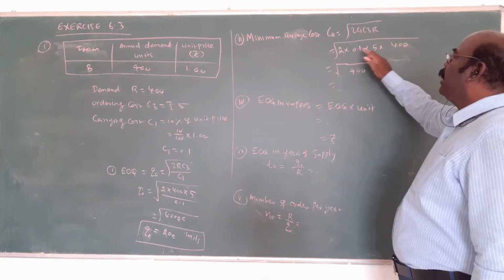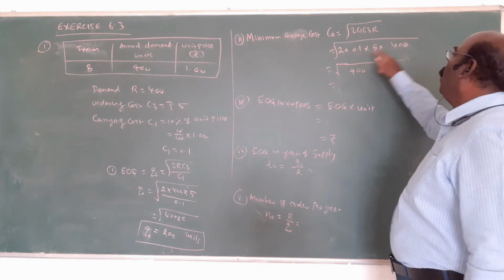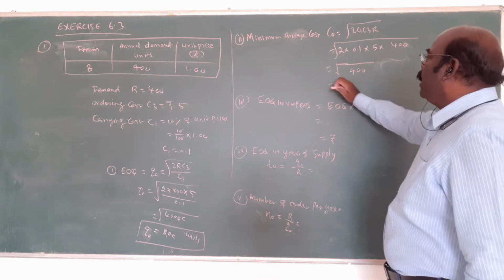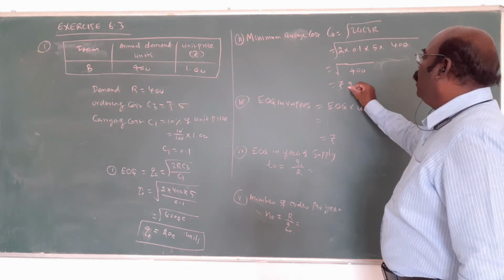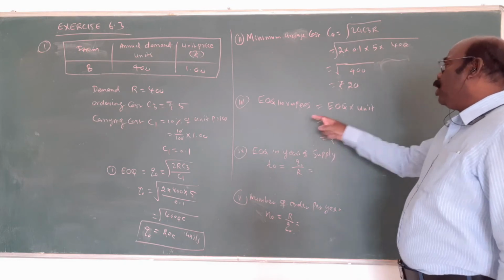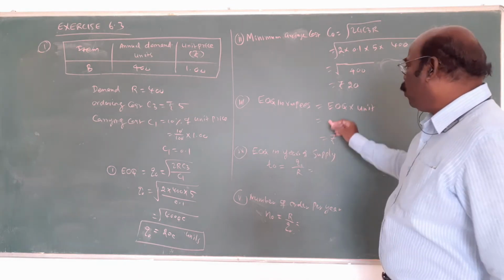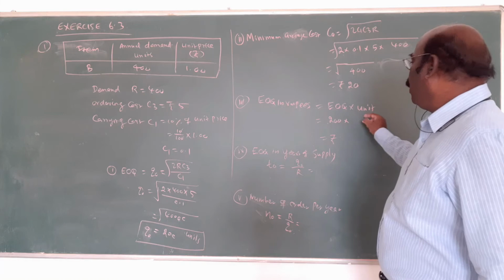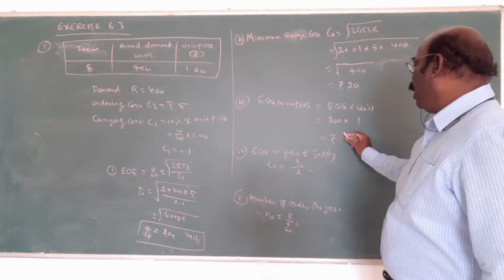We have multiply to 10. 10 into 0.1 is 1. 1 into 4, only 20 is the answer. This is the cost, that's why 20 is the answer. In rupees also, the Q naught, 200 into unit is what? 1 rupee only, or 200 only.